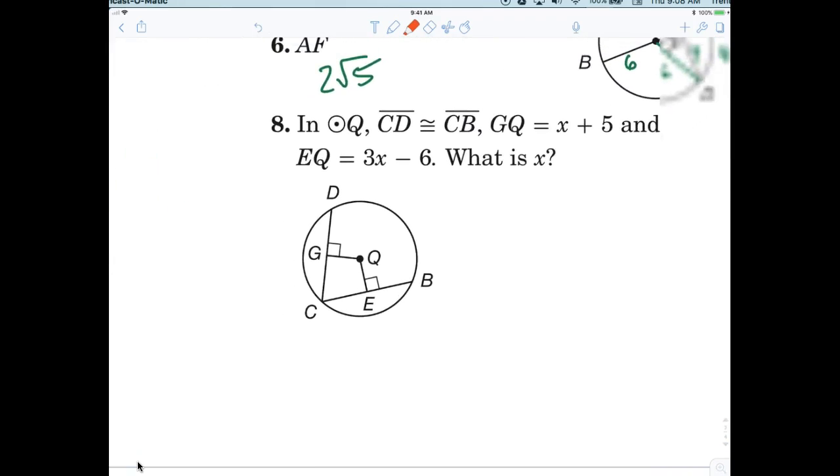All right, over here. If CD is congruent to CB and GQ is X plus 5, so those are equal. Agreed? So mental math, X equals 11. Yeah, X equals 11 halves. Everybody okay with that? Again, I'm just saying rules. All it is, just rules.